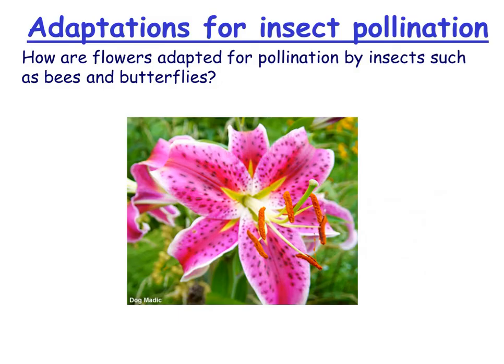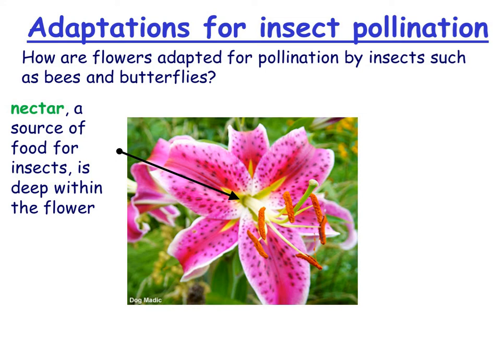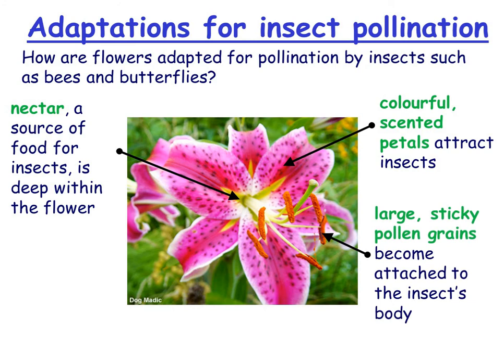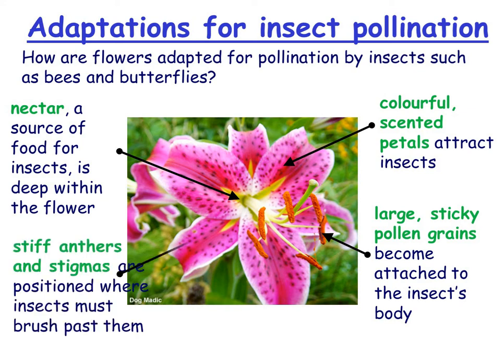So adaptations for insect pollination. How are flowers adapted for pollination by insects such as bees and butterflies? So first of all, they might have nectar, which is a source of food for the insects. They'll have colourful scented petals to attract the insects. They have large sticky pollen grains which become attached to the insect's body. And the stiff anthers and stigmas are positioned where insects must brush past them.